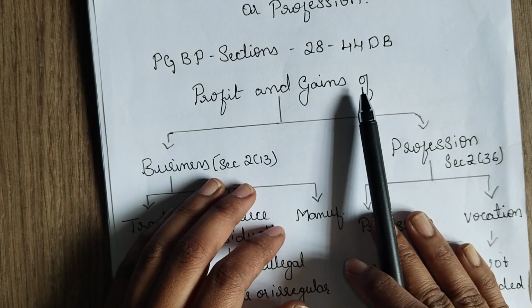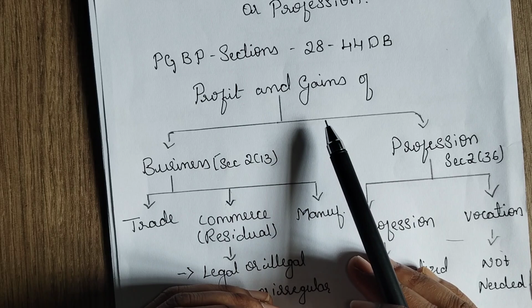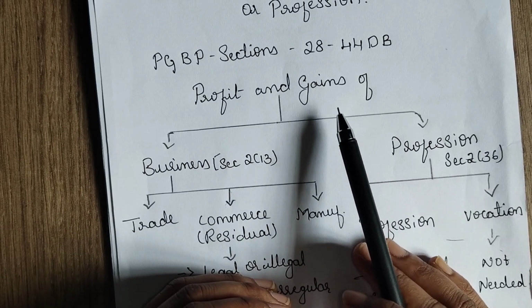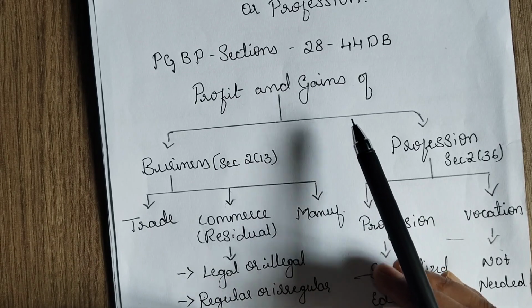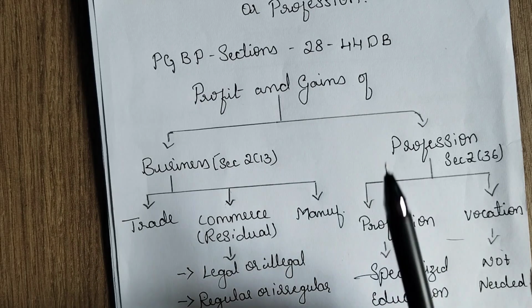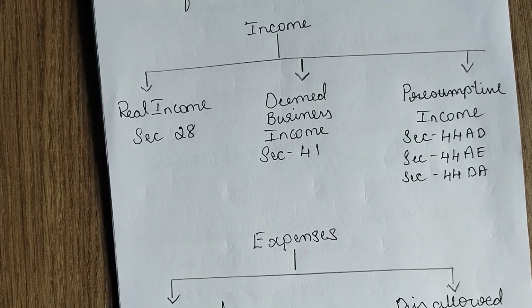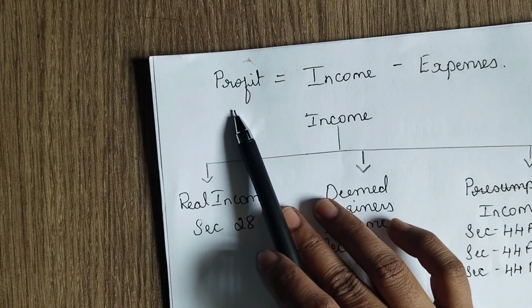For that, what we will do, we will add the expenses which are disallowed under business income, and we will deduct incomes which are not related to the business, to find out the actual business income. Here the profit is income minus expenses; you will call it profit.